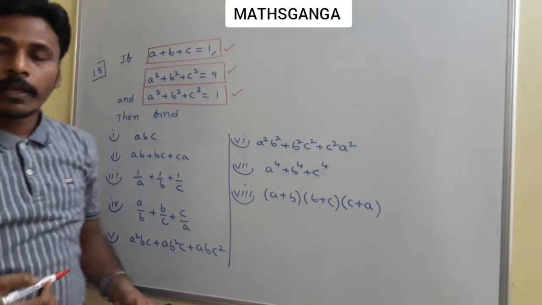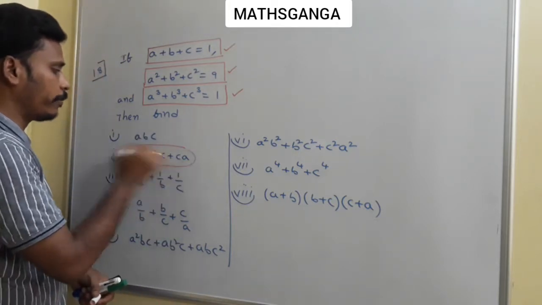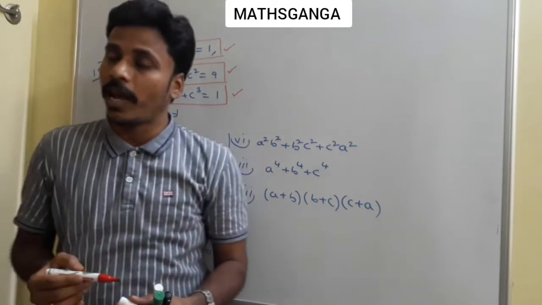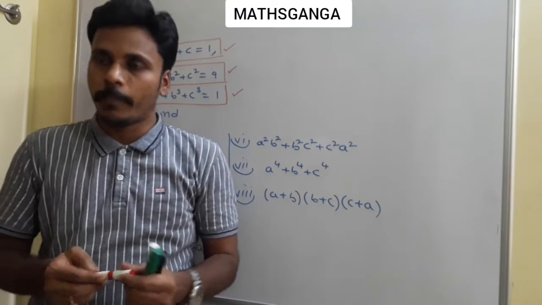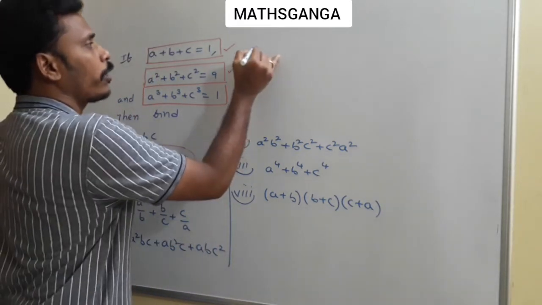First of all, I will try to find this ab plus bc plus ca. I won't find abc first. First, I will find ab plus bc plus ca, and that is easy for us to find. How to find it? You know this particular formula.